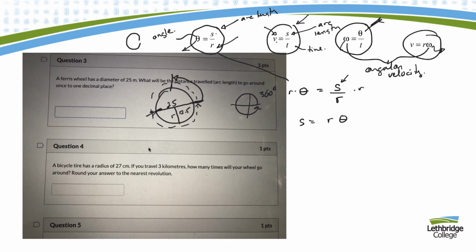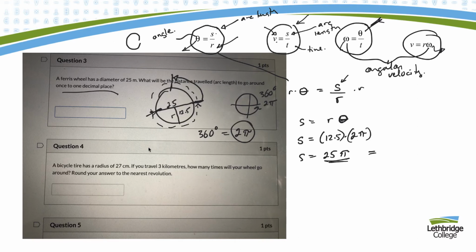So to go all the way around a circle in radians is actually 2 pi, because 360 degrees is the same thing as 2 pi. So that's what I'll put in for the angle. So S is equal to my radius, 12.5, multiplied by my angle of revolution, and that is 2 pi. So S is equal to 2 times 12.5, which is 25, times pi. What do they say, to one decimal place? So just do that on your calculator. 25 times pi, it'll be 78, somewhere up there.